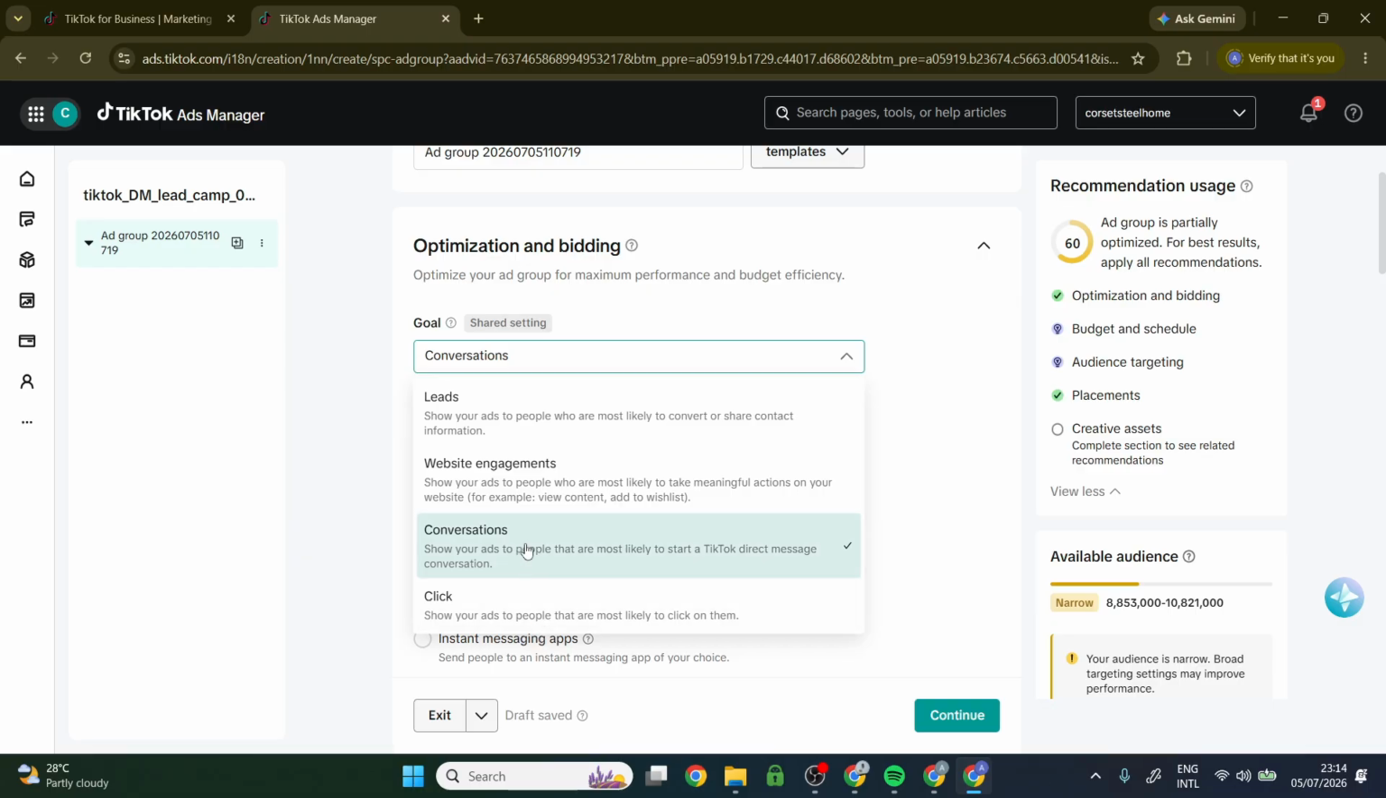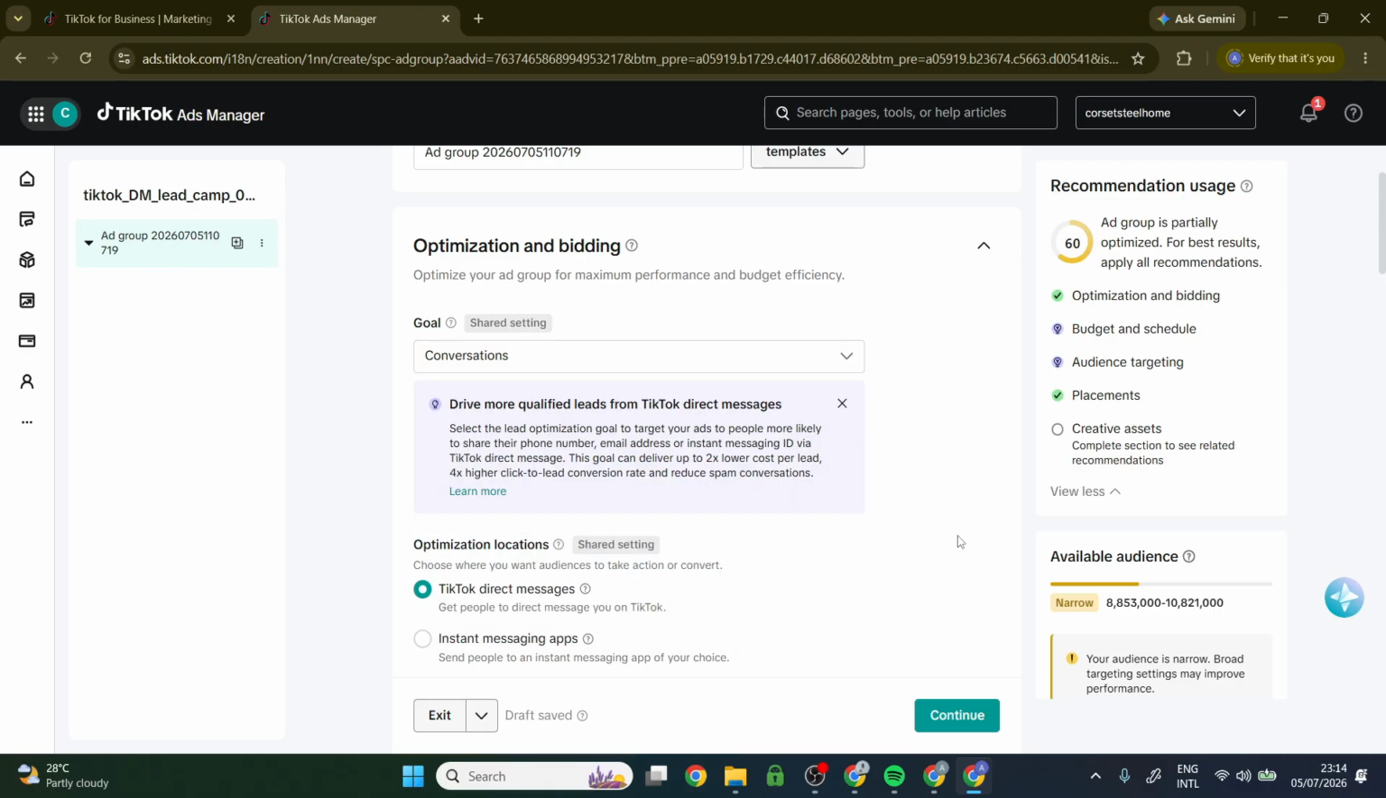So TikTok is going to go out there, look for people who are interested in what you do, and at the same time they are willing to send you a DM on WhatsApp. So you see, it targets people who are most likely to start a direct message conversation. They're not just going to look out for any random person. However, they are going to look out for someone who is ready or willing to contact you to start a conversation about how to get your product.